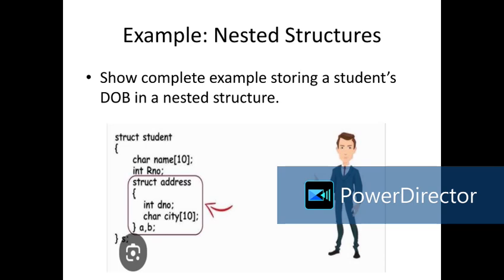Enhancements: validate the date, for example February 30. Use an array of student with a nested DOB. Add struct address for complete profiles. Nested structures let you scale your program from simple to complex systems.